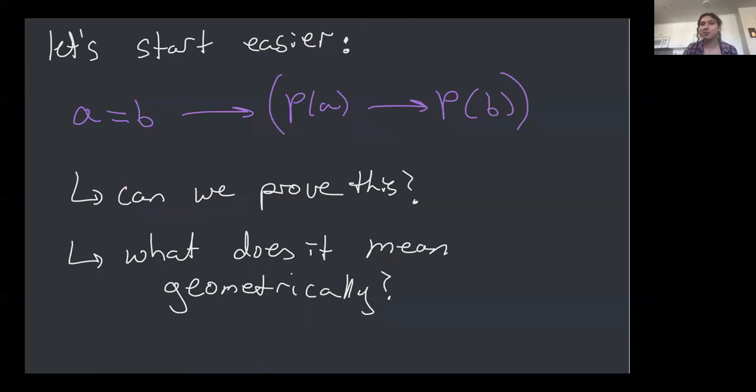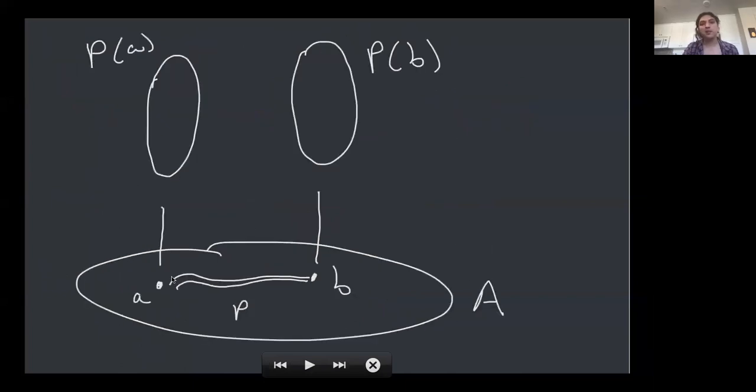And this is going to be exactly what you just brought up. So if I have a proof that A equals B, can I get a proof that P of A implies P of B, right? That should be like a nice easy thing to do. So can we prove it? And what does it mean geometrically? So if I have a path between A and B, I should have put this on the slide, but yes, we can prove it. And as is often the case, understanding what's happening geometrically is going to be integral to the proof.